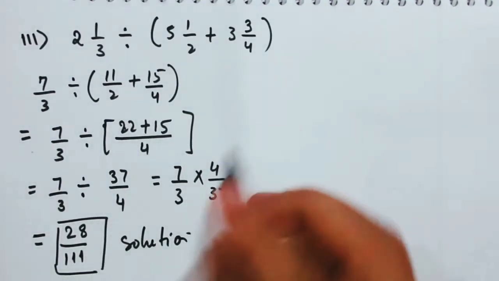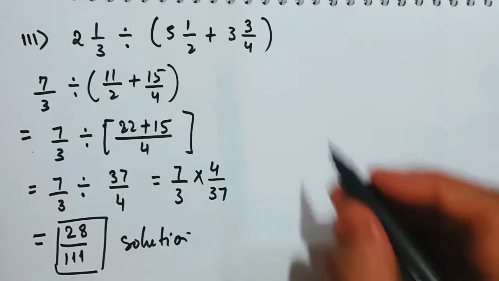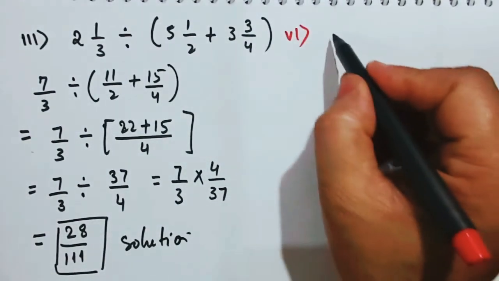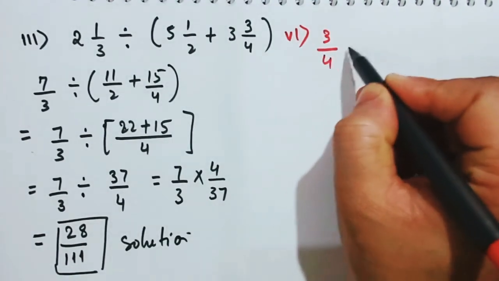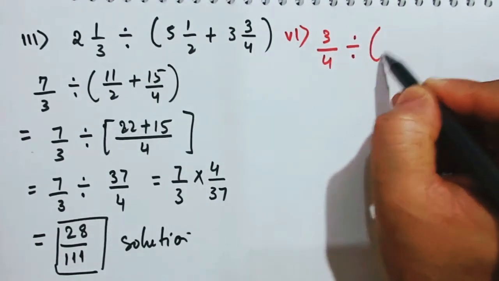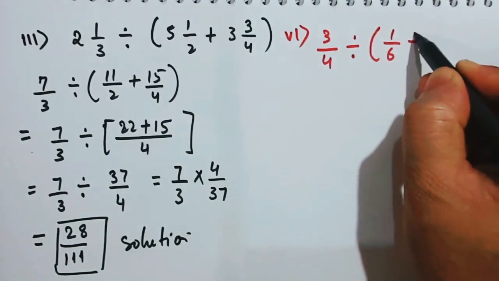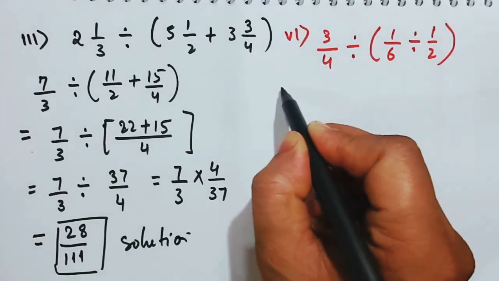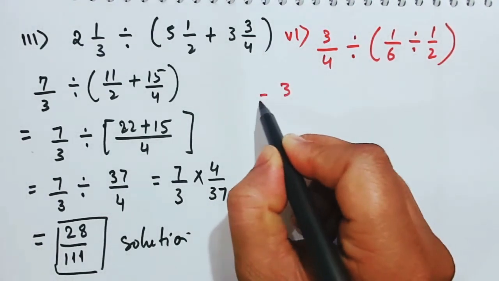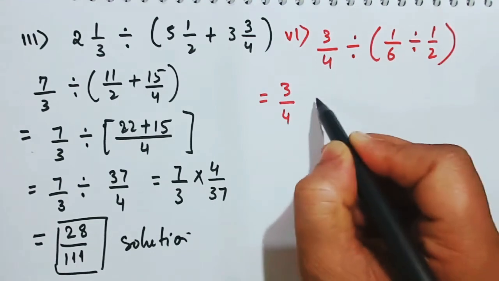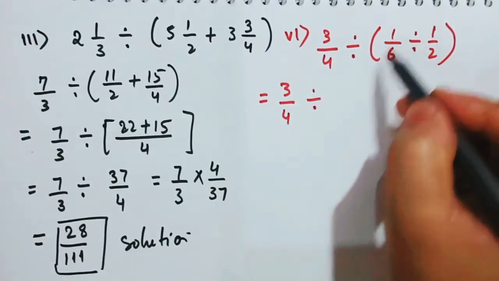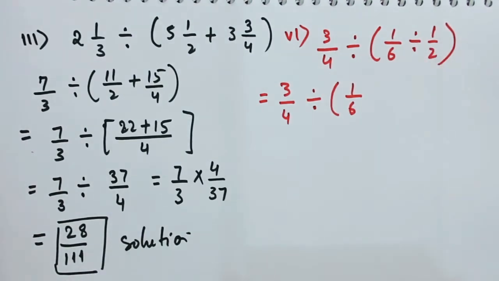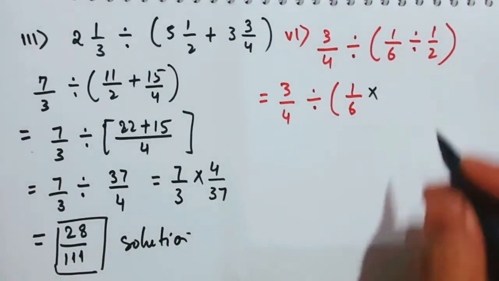Let's do a few more sums. In number 6 they say 3 by 4 divided by, in bracket, 1 by 6 divided by 1 by 2. You give me as many different types, no? See what I will do. 3 by 4 divided by, have a look, 1 by 6. This division should be changed to multiplication form. Change it to multiplication.